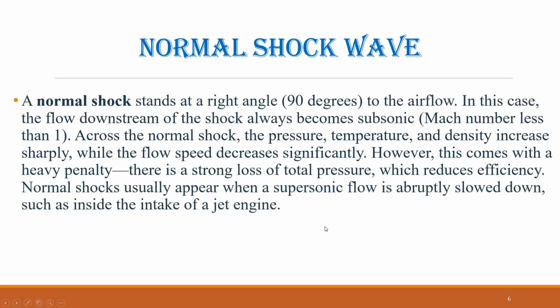Normal shock wave. A normal shock stands at a right angle, 90 degrees, to the airflow. In this case, the flow downstream of the shock always becomes subsonic, Mach number less than 1. Across the normal shock, the pressure, temperature, and density increase sharply, while the flow speed decreases significantly. However, this comes with a heavy penalty. There is a strong loss of total pressure, which reduces efficiency. Normal shocks usually appear when a supersonic flow is abruptly slowed down, such as inside the intake of a jet engine.